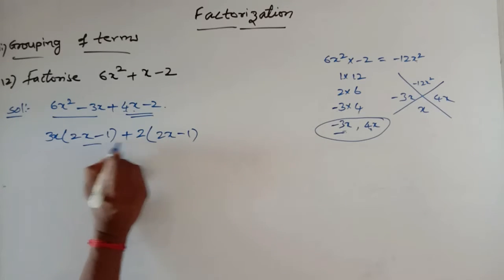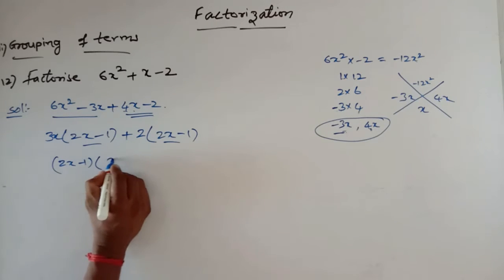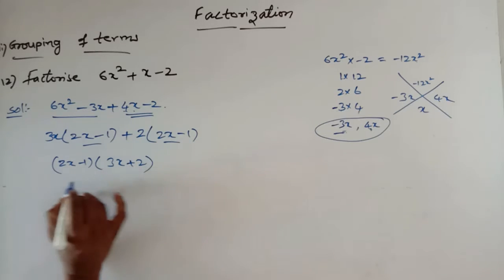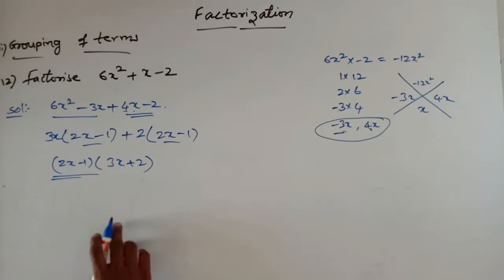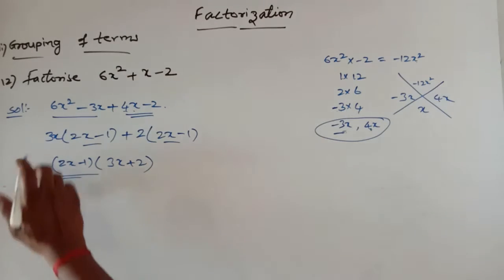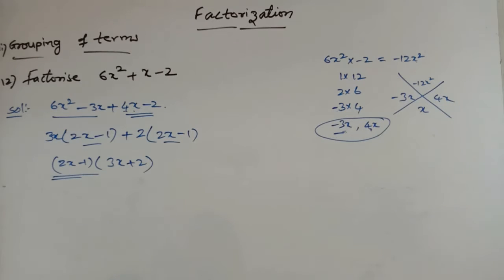Again in these, what is common? 2x minus 1 is common. 2x minus 1 into, remaining terms are 3x and plus 2. So these are the factors of 6x square plus x minus 2. This method is called grouping of terms.